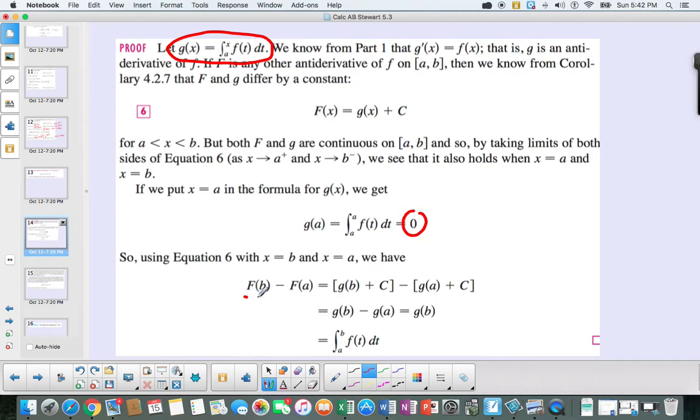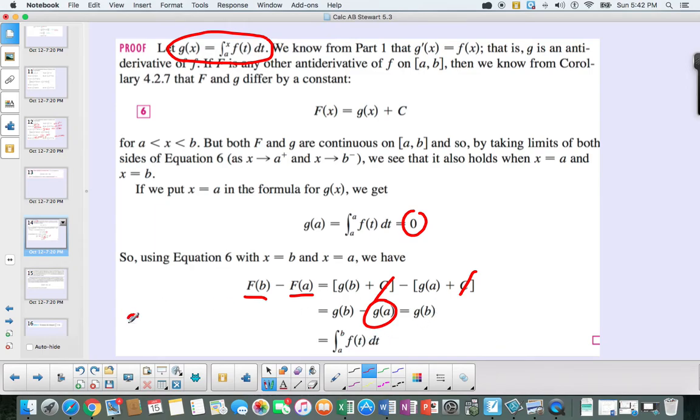So let's go ahead and start with F of b minus F of a. Remember, F of b is an antiderivative, so it's g of b plus c, minus, and this is an antiderivative, g of a plus c. Now the c's are going to cancel, and we're going to get g of b minus g of a, which is equal to, now remember, this is 0, so this is g of b. And g of b, remember, is the area accumulation from a to the endpoint b of f of t dt.